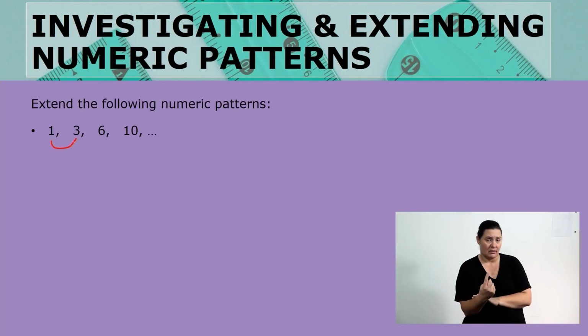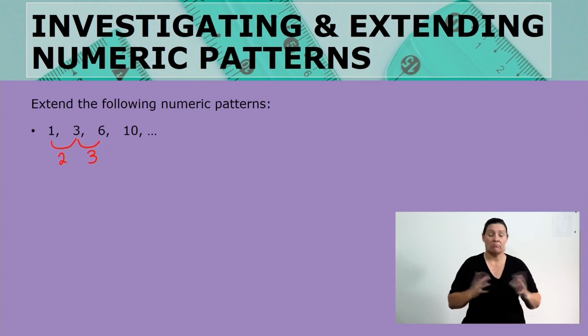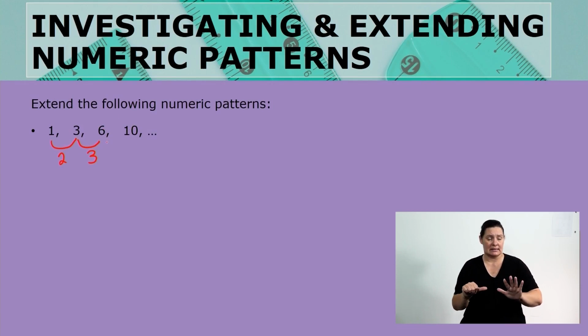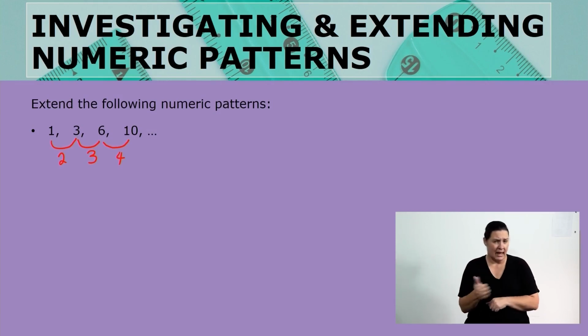Let's move on to another pattern. We are still investigating and trying to figure out what is going on in this pattern. So let's start by finding the difference. So 3 minus 1 would be 2. And then 6 minus 3 would be 3. Again, the difference is not constant, but let's see if we can find a pattern here. 10 minus 6, that is 4. So do you think you can figure out what is the next term?